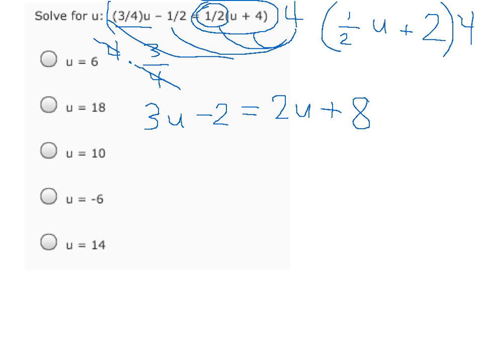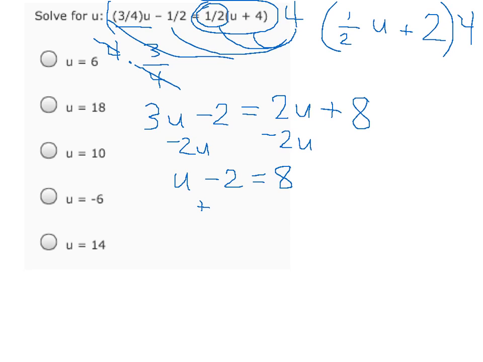Now we can continue to solve for u. Notice we have a u term on either side of the equation, so we want to bring this 2u over to the left side, and we can do that by subtracting 2u from each side. So we're left with u minus 2 equals 8.